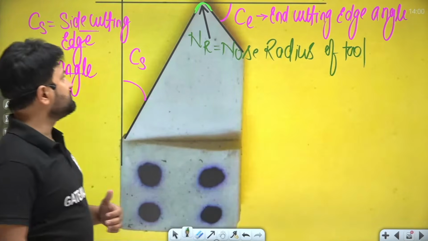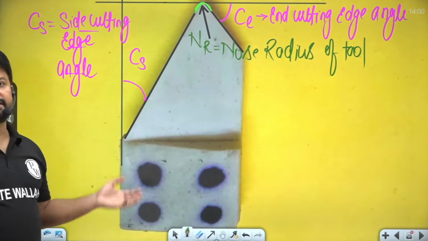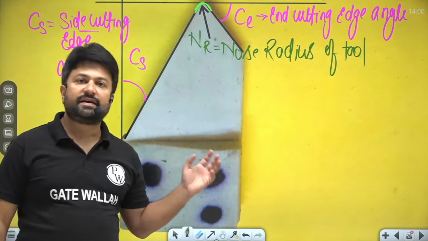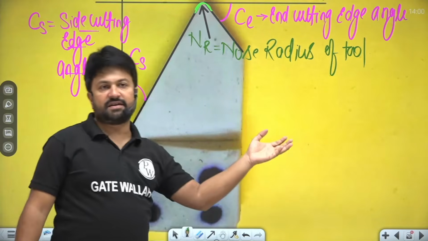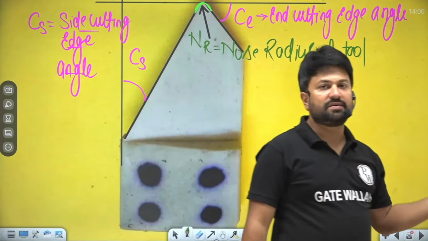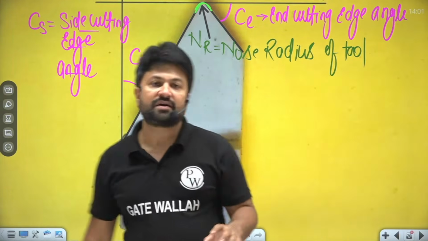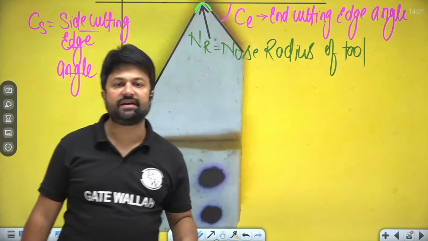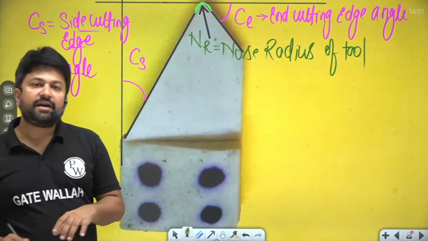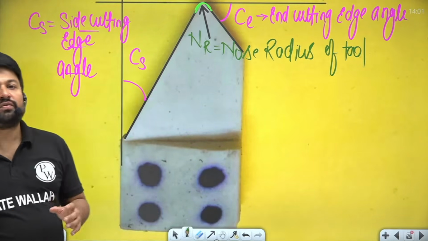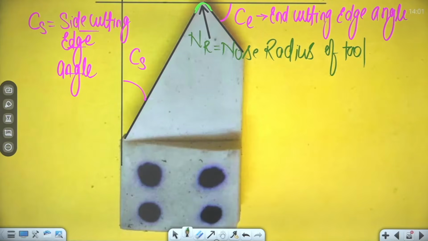So this is a simple geometry. Side cutting edge, end cutting edge is crystal clear. My dear, the function of the end cutting edge: it is not going to cut the workpiece. Basically, it prevents the trailing end of the cutting edge of the tool from rubbing against the workpiece.